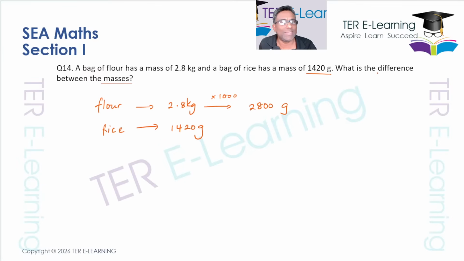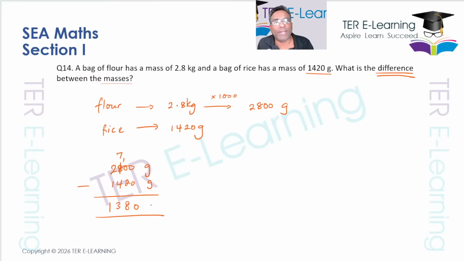Now, the question wants the difference. In maths, difference means to subtract. So we're going to say 2,800 grams, and I'm going to subtract 1,420 grams. And this will give me my difference here. Now we need to do some borrowing. So we're going to borrow from this 8 here. This becomes 7. This is 10. 0 minus 0 is 0. 10 take away 2, you'll get 8. 7 take away 4, you'll get 3. And we'll get 1,380 grams as our answer.